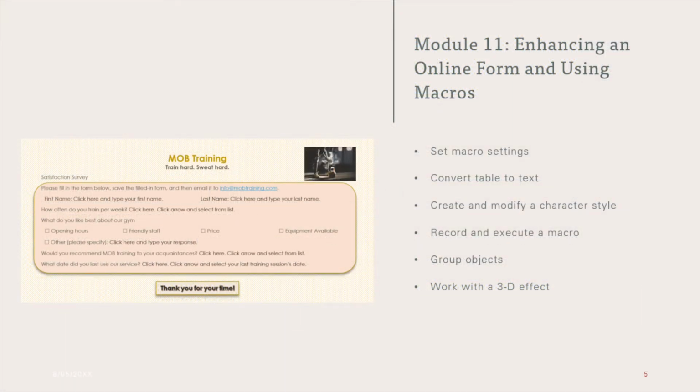Furthermore, Module 11 taught me how to enhance an online form and use macros. In this chapter, I learned mainly how to set macro settings and record and execute a macro. I didn't know these things existed in Word, so it was great to learn them. After that, I learned how to convert a table to text, which normally we do the inverse, converting text to a table, but it is useful to know it.